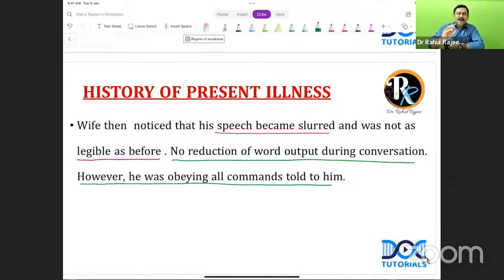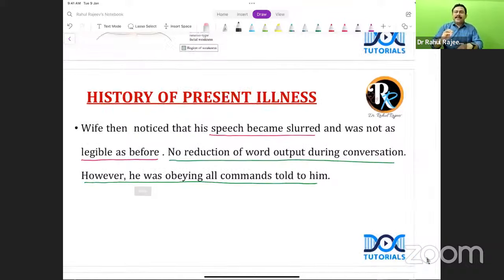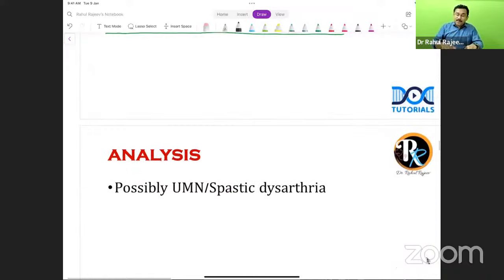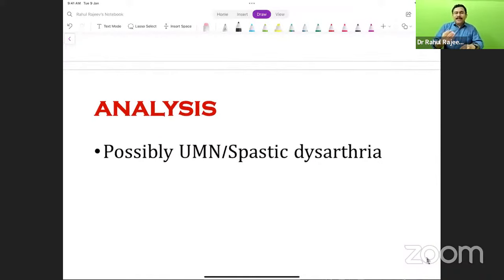Is it aphasia or dysarthria? What is the language abnormality here? This is a dysarthria. I will be able to say with total conviction only after examination. But from the history, this looks like a dysarthria, which is why I said possibly a dysarthria.